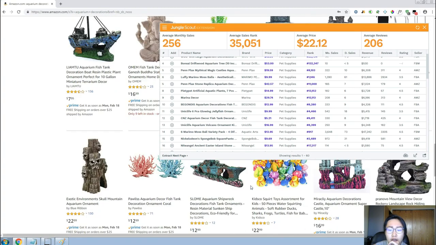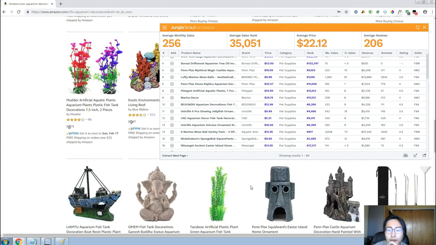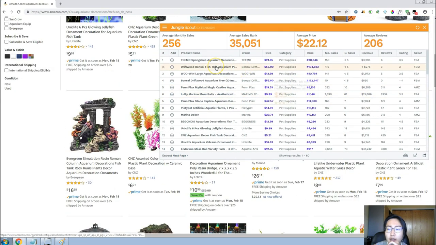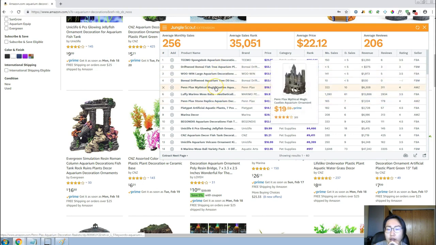And then people can see what it looks like. And so yes, you're going to be selling a higher priced item, but it's going to be a bunch of various items. So like, you've got, these ones are kind of not too good, but Pen Plaques Mythical Magic Castles Aquarium Ornament. It's kind of badass. I like it.